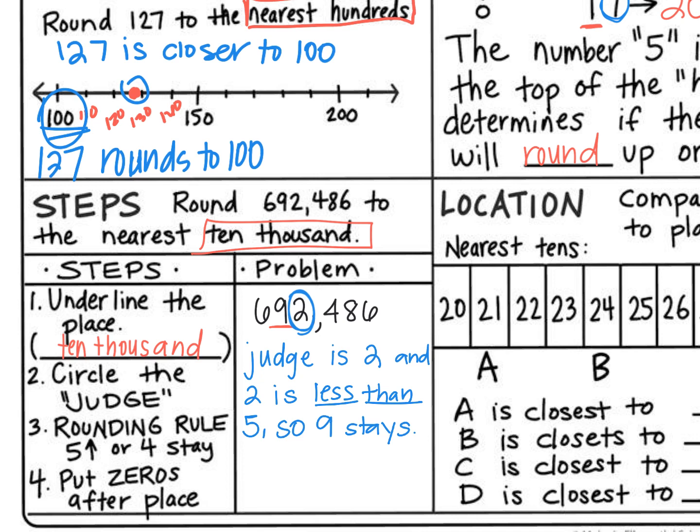So what does my number look like? The 6 doesn't change before the place that I'm rounding. So I have 6. What happens to this 9 here? What did we just say happens to it? Goes up. Did we say the 9 goes up? Stays. It stays. So it'll be a 9. And then look at step 4. It says put zeros after that place. So everything after becomes zeros.